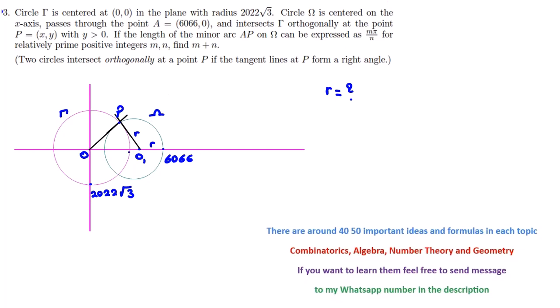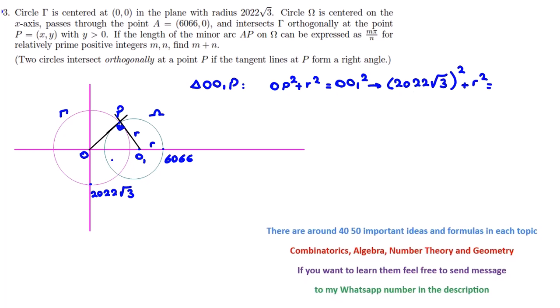Okay, for calculating R, we know this angle is 90 degrees because they intersect orthogonally. So let me calculate. In triangle OO1P, OP squared plus R squared equals OO1 squared. OP squared is (2022 root 3) squared, plus R squared. OO1 is 6066 minus R. Now we have one equation, one variable. So we can say 3 times 2022 squared equals (6066 minus R) squared minus R squared.